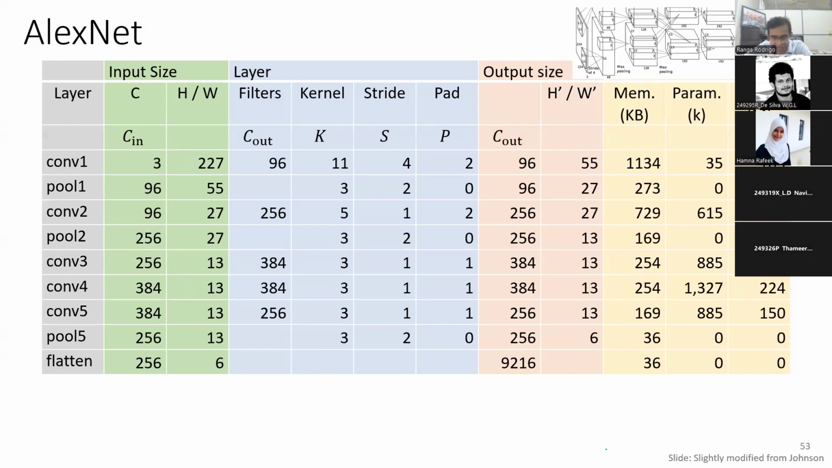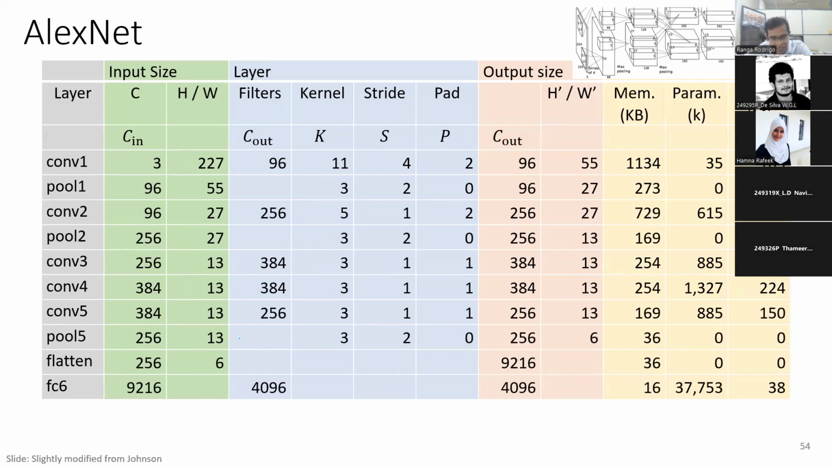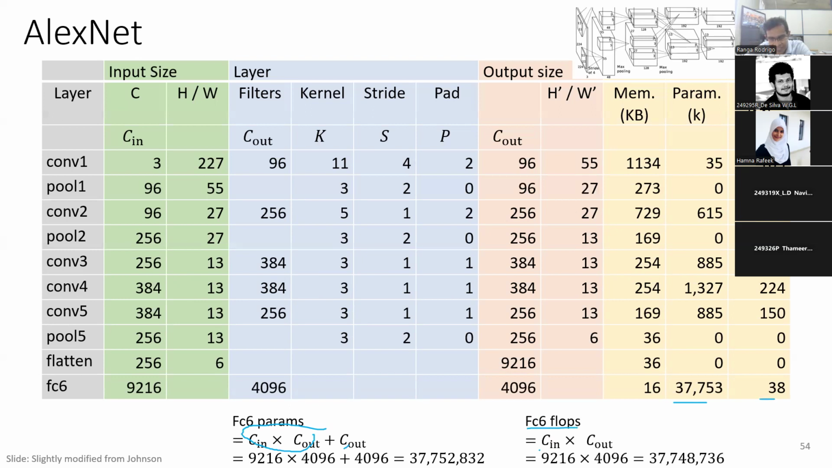Then finally, we have the structure size of the last convolution layer, 9216 is the number there. And that is fully connected to 4096. So for the fully connected layer, parameters are C in times C out plus C out. All the nodes are connected to all of them, plus the biases. So you can see 37 million of them. And this one also can be computed like this. Floating point operations, C in times C out. So this is the number of operations.